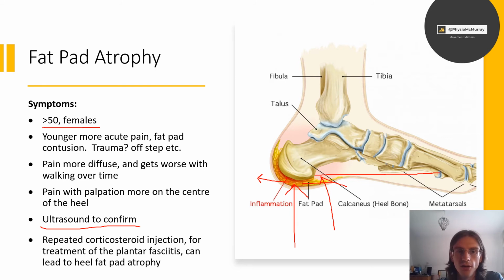And then if you have repeated corticosteroid injections, as mentioned before, they thin the tissue around that area. These can increase your risk of fat pad atrophy. So if you've had like 3-4 injections, you may develop this. So if someone's getting heel pain and they've had that, I may look more towards the fat pad.